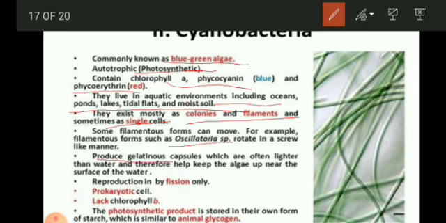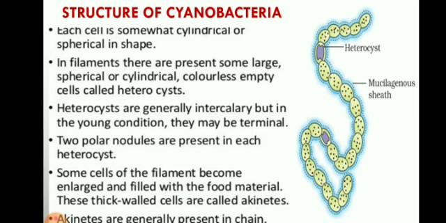They produce gelatinous capsules which are often lighter than water, and they help keep the algae up near the surface of the water. So they can also be called blue-green algae because they have blue and green pigments, and they appear green, having blue pigment also, and red pigments also. It reproduces by fission, as it is a prokaryotic cell. They lack chlorophyll B, and the photosynthetic product is stored in the form of starch, as we have seen before, that is similar to animal glycogen.